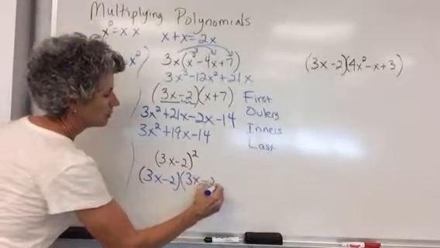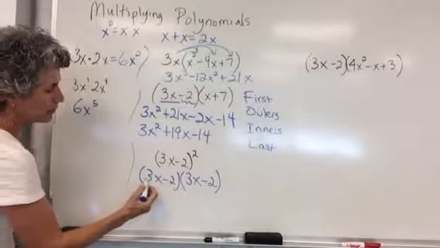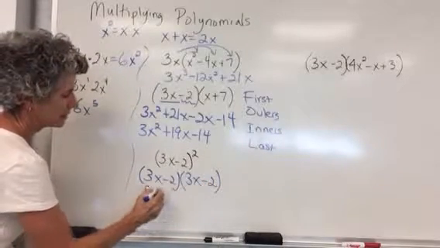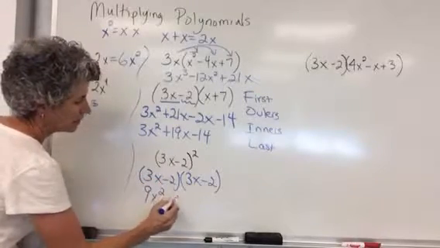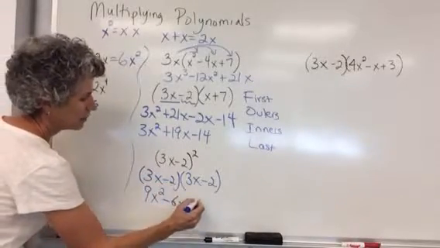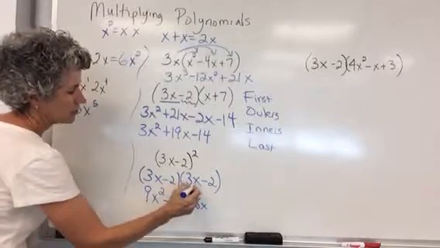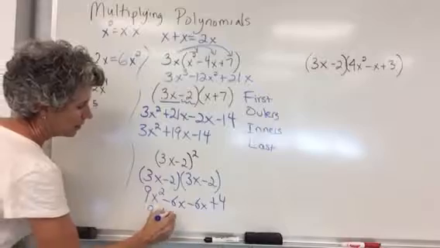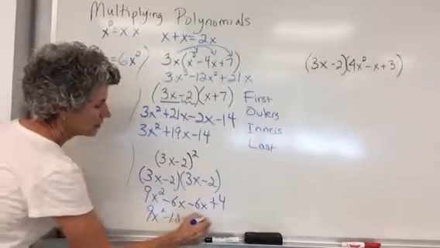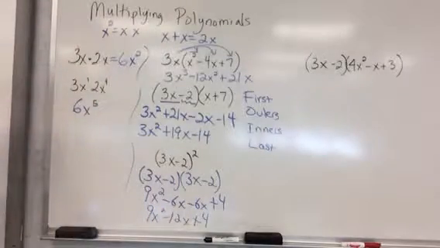If you have 3x minus 2 quantity squared, you can FOIL that. Just write the two of them next to each other. So we get 3x times 3x is 9x to the second. Their outers, 3x times negative 2, minus 6x. Your inners are also minus 6x. Negative 2 times negative 2, positive 4. So we get 9x squared minus 12x plus 4.